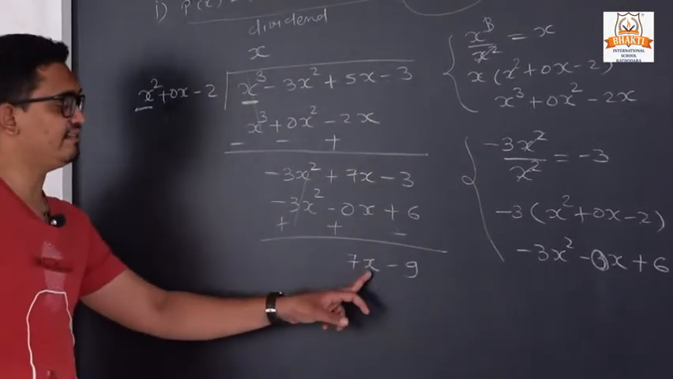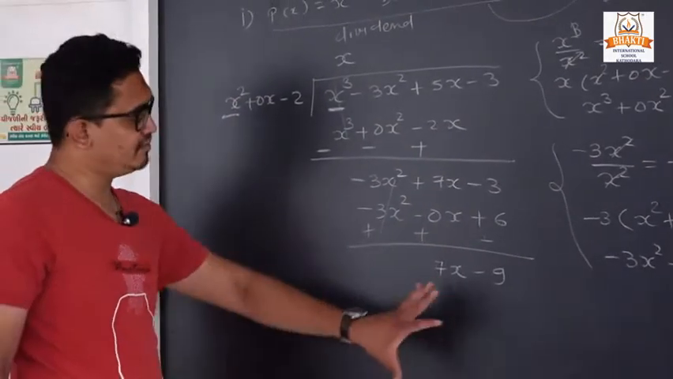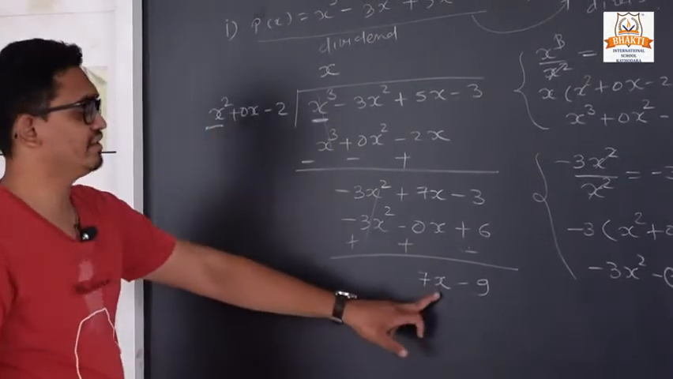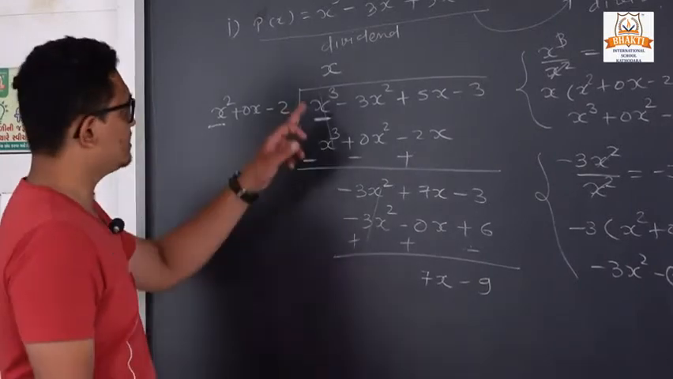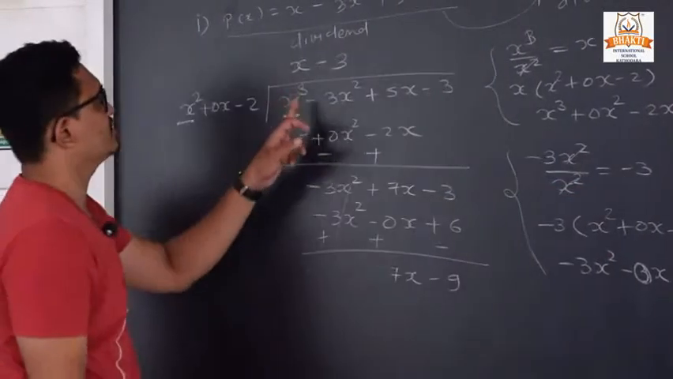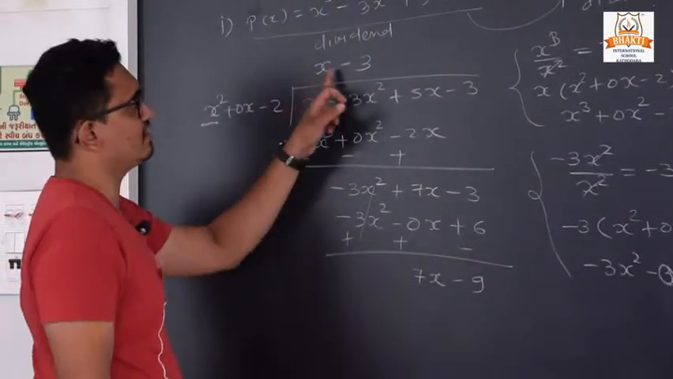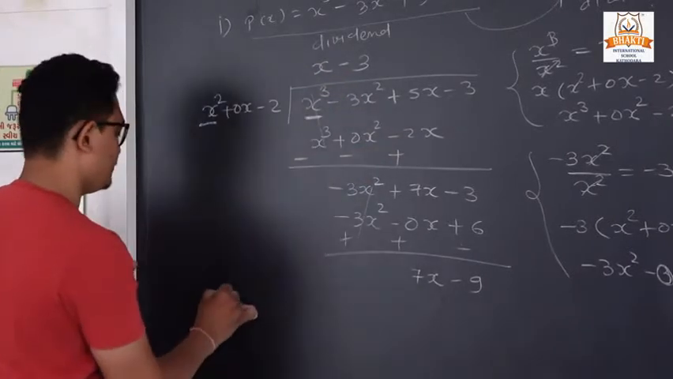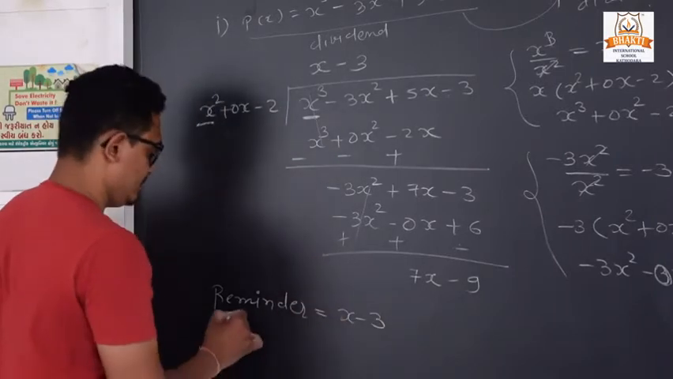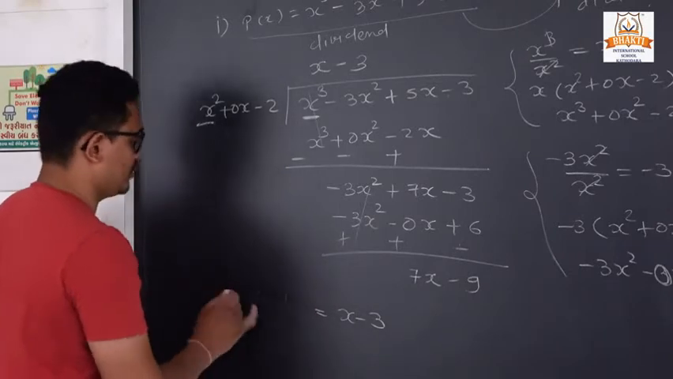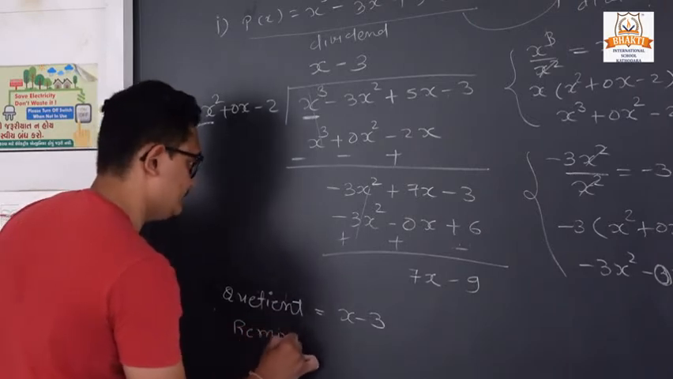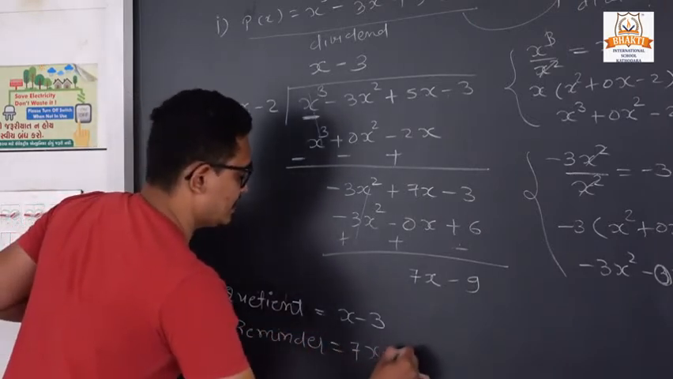Now here we have 7x, and here we have x square, so it is our remainder now. We cannot use further division, because here we have a square and here we have only the power of 1. And we can also write here minus 3, because here we get minus 3. So it is called our remainder, and it is called our quotient. So what is the quotient? It is x minus 3. Sorry, it is our quotient, and the remainder is 7x minus 9.